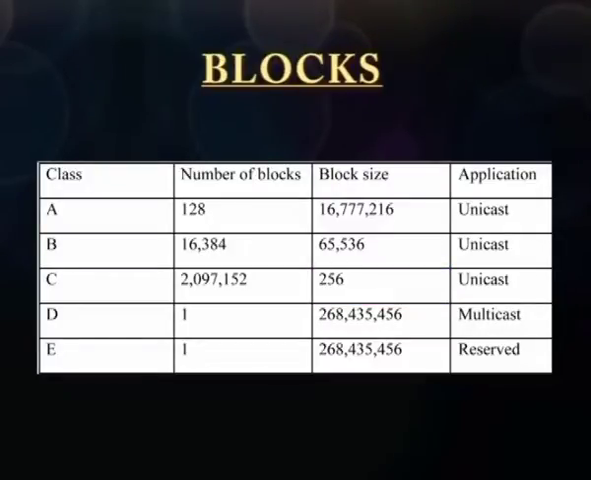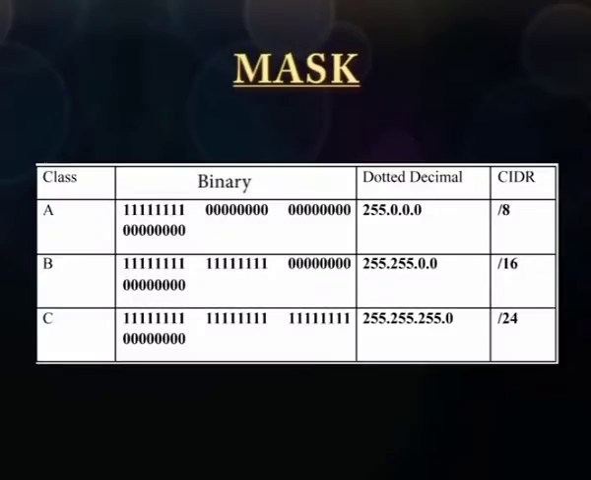Class, number of blocks, block size and applications are as follows, shown in the slide. Mask. The length of the net ID and host ID in bits is predetermined in classful addressing, but we can also use a mask. A mask is a 32-bit number made of contiguous ones followed by contiguous zeros, but this concept does not apply to classes D and E. Default masks for classes A, B and C are given below. Class, binary, dotted decimal, CIDR, as shown in the slide.